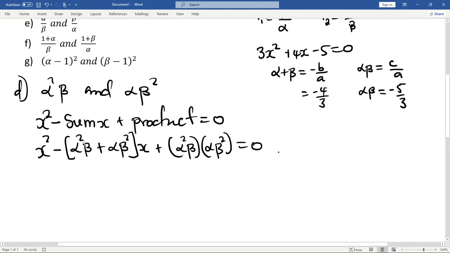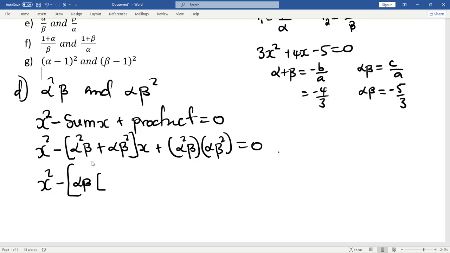So now let's try to simplify what we have in the brackets. We have x squared minus open brackets. Here we have alpha beta which is common in the two terms, so that means if we factor out alpha beta on each and every term, here we're going to remain with alpha plus, on this side we're going to remain with beta. We close, and then we close everything again, multiplied by x plus alpha squared times alpha, we're going to get alpha cubed. Beta times beta squared, we're going to get beta cubed equal to 0.